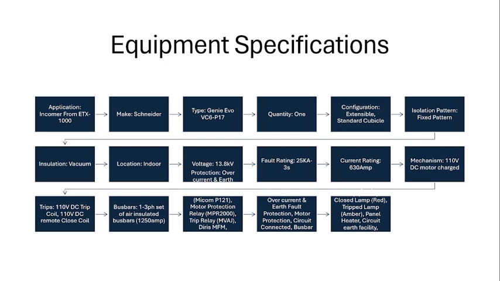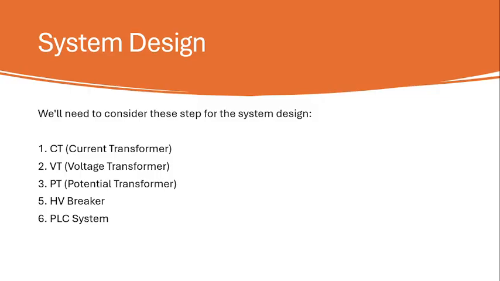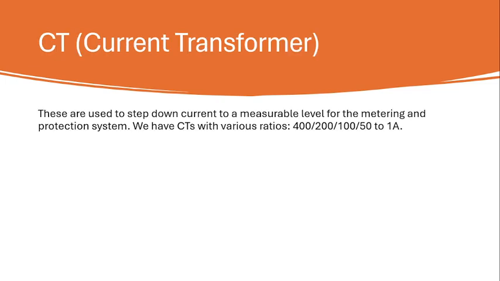Further, for the overcurrent and earth fault protection and motor protection, the circuit is connected using the bus bar, the close line lamp color is red, and the tripped lamp is amber, with a panel heater circuit with earth facility available. If we discuss what we require to design these systems, we need to consider these steps: a CT, VT, PT, and HV breaker with the PLC systems. First, why we need the CT: they are used to step down current to a measurable level for metering and protection.